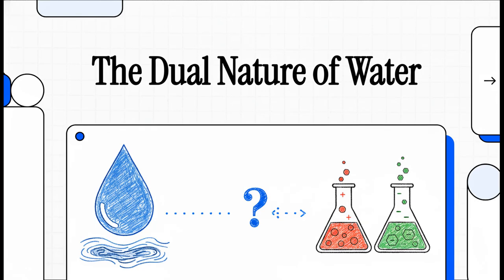All right, let's talk about something you think you know inside and out: water. It's literally everywhere. But believe it or not, chemically speaking, it has a serious identity crisis. It's constantly asking itself what it wants to be. And the answer is fundamental to how our entire world works.